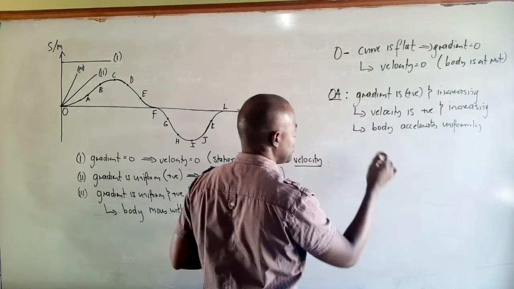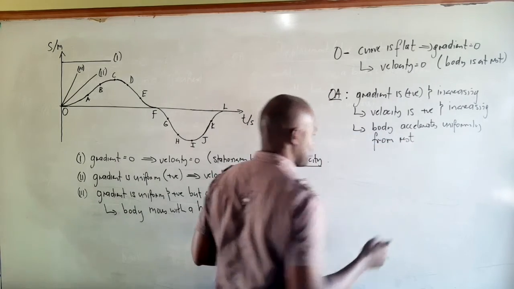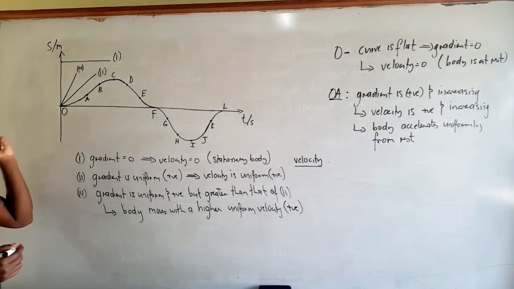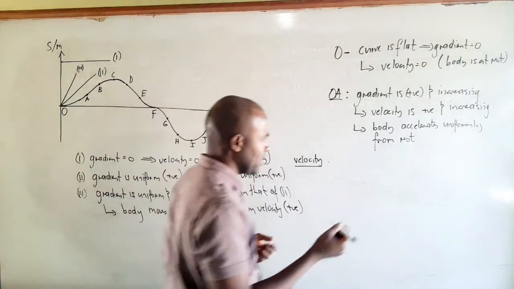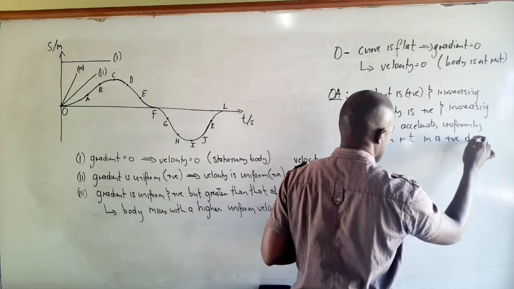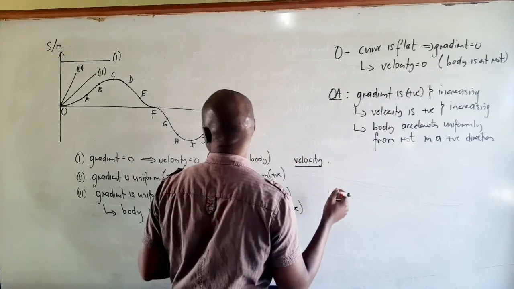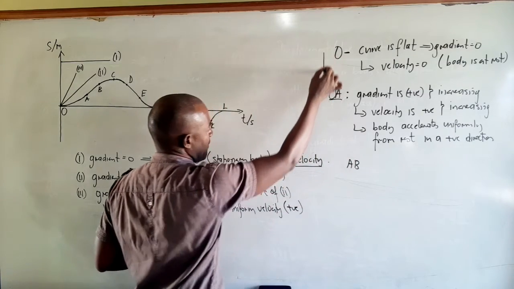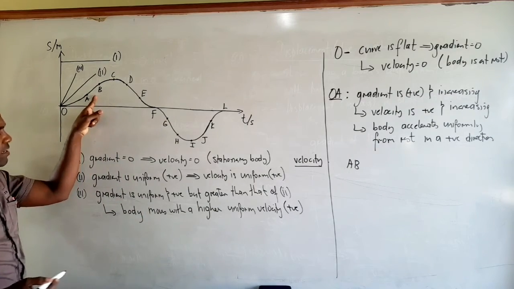So the body accelerates uniformly from rest, and this would be in a direction that we consider to be positive. So accelerating uniformly from rest in a direction that we consider to be positive. So in a positive direction. Right? Now, AB, as mentioned before, AB is a straight line segment.